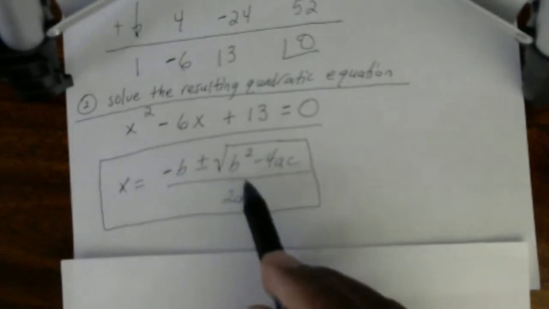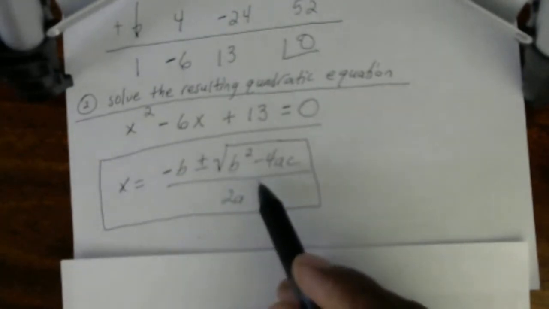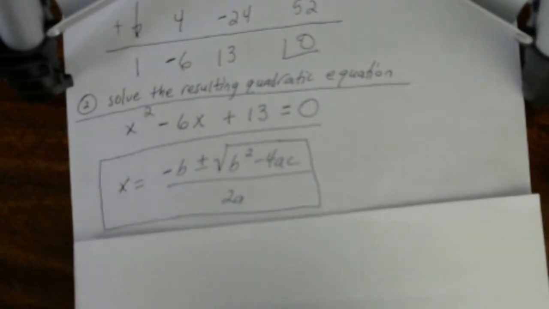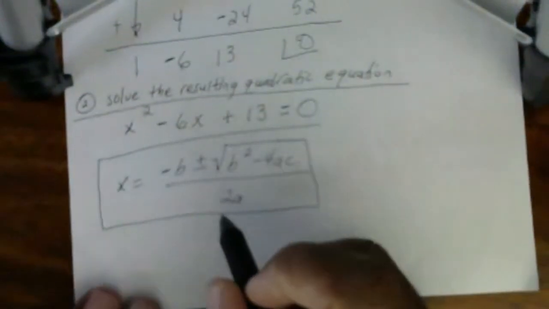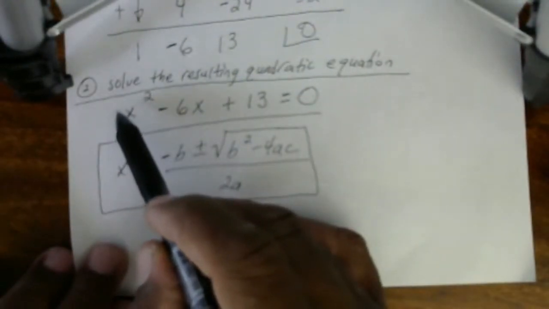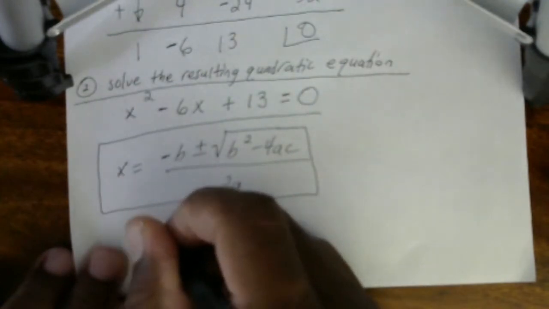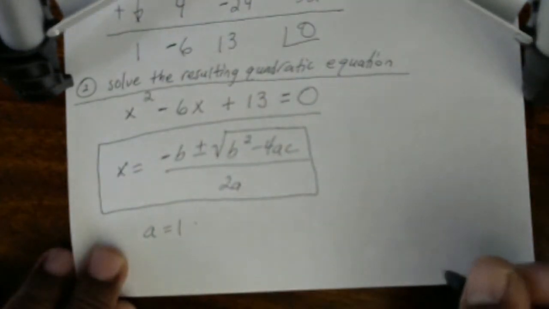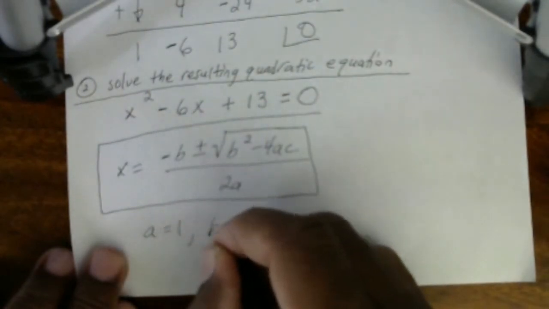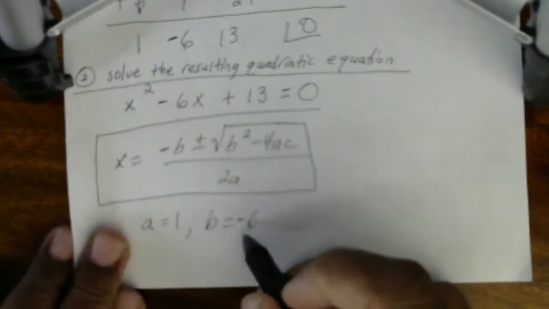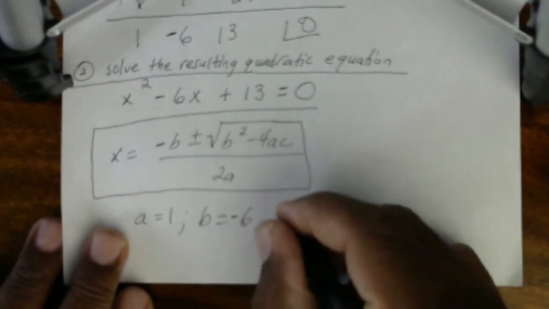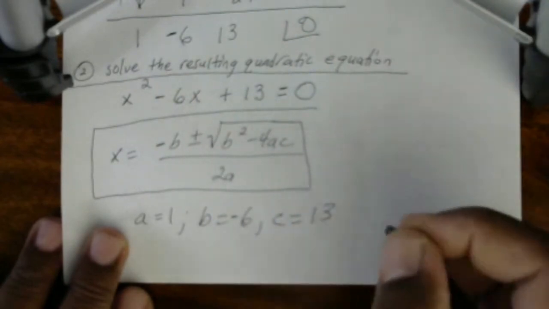So now what we need to do is pull out a, b, and c, substitute that in the formula, and that will give us the values for our two zeros. Right? Well, what is a, b, and c? Well, a is the coefficient of your squared term, so a is going to equal 1. b is the coefficient of your middle term. Okay, so I'm taking my sign as well as my number. So b is -6. And c is equal to 13.